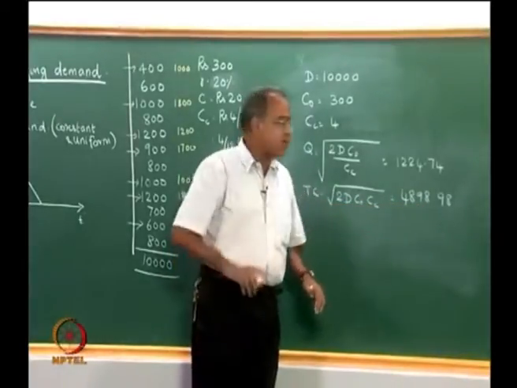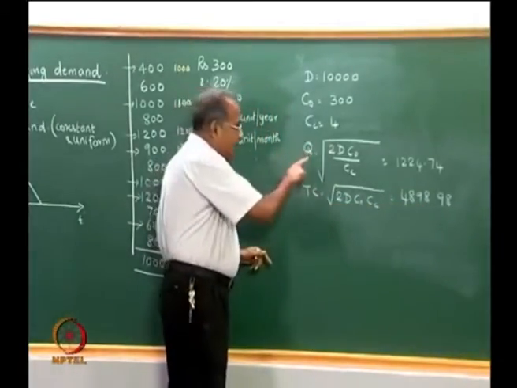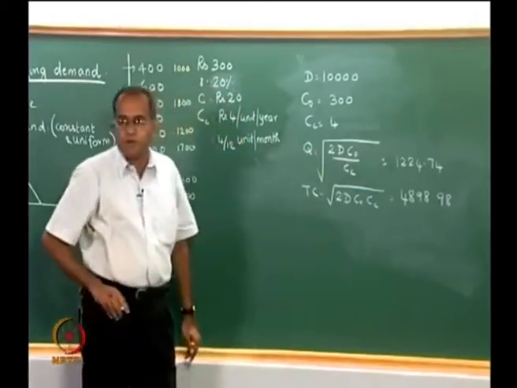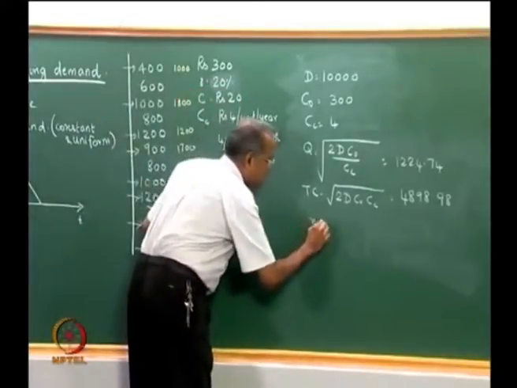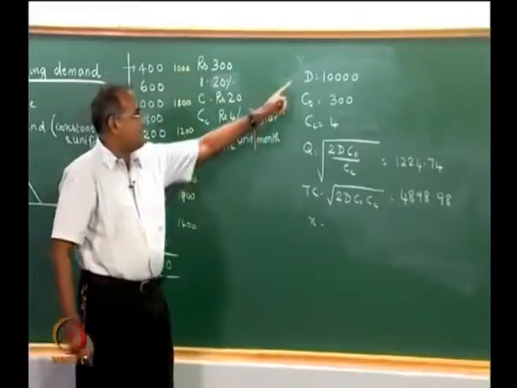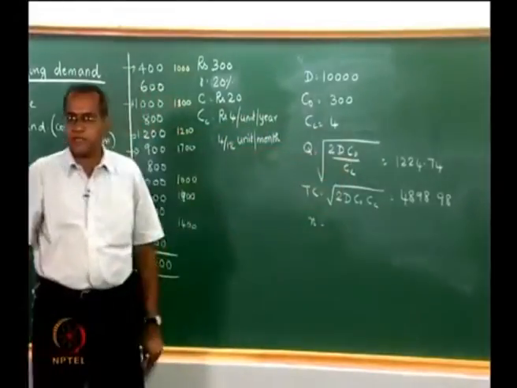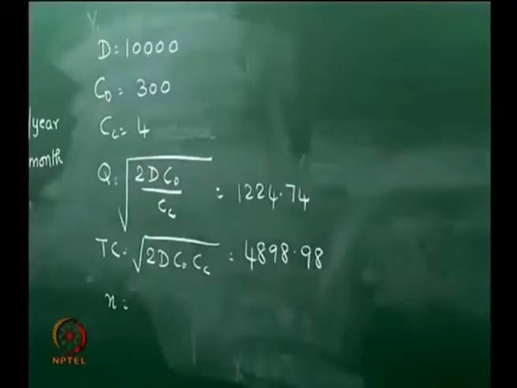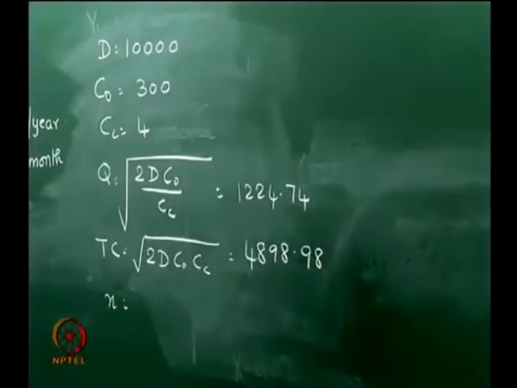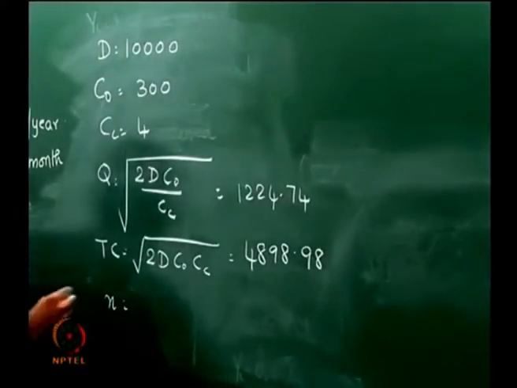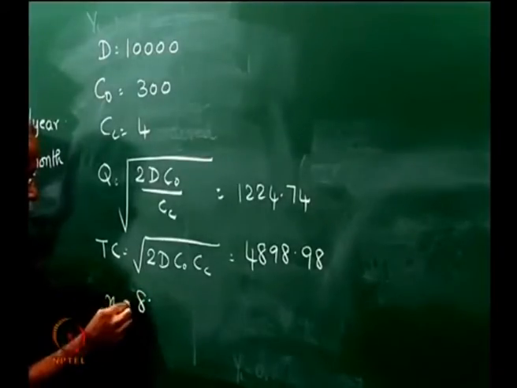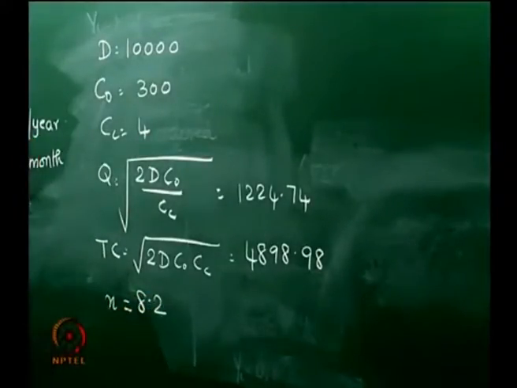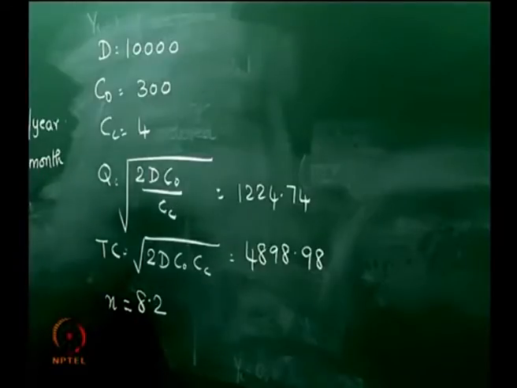Now to do that, let us go back and find out if the order quantity is 1224.74, then the number of orders per year n will be 10,000 divided by 1224.74, and we quickly compute that to be 8.2. So, let us call it 8.2 orders, actually 8.17, let us call it 8.2 orders. Now, there are going to be 8.2 orders over 12 months.